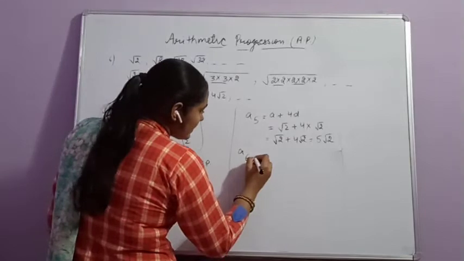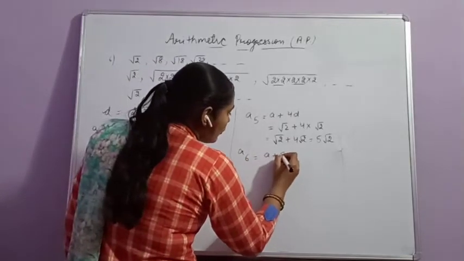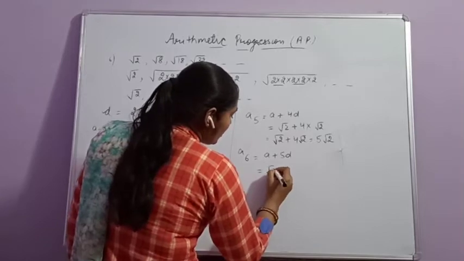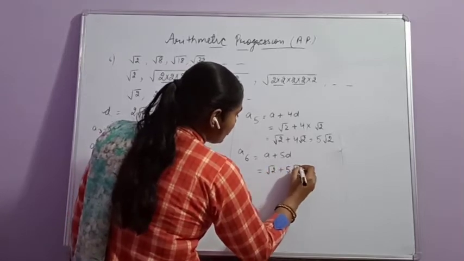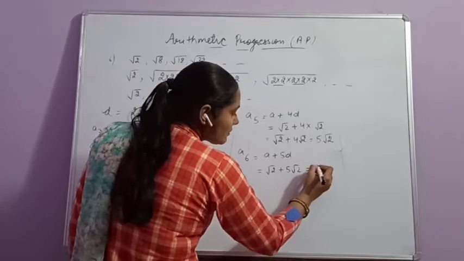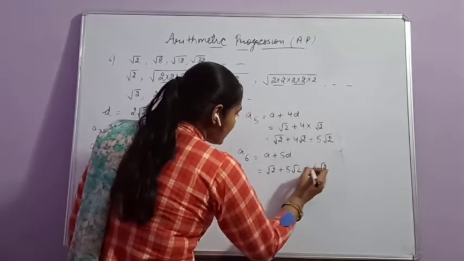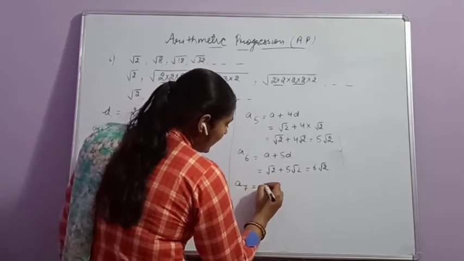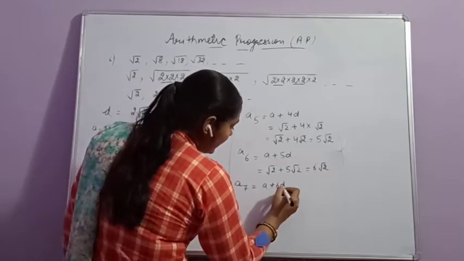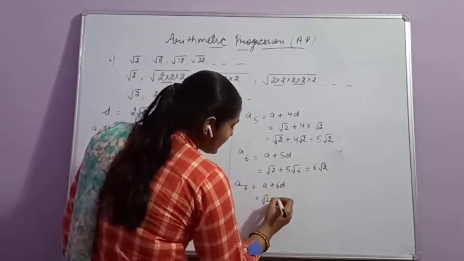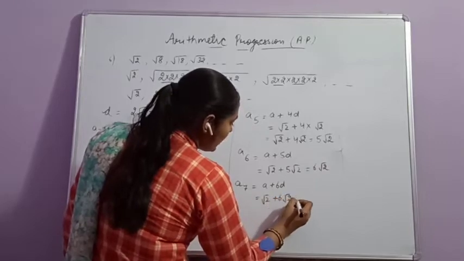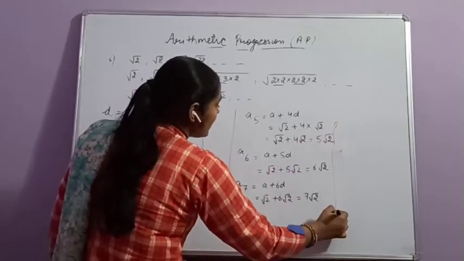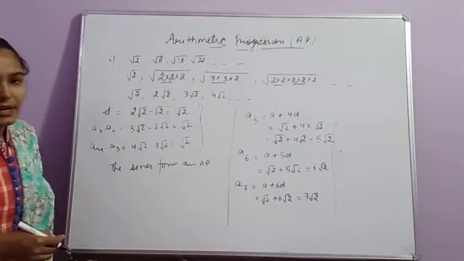Similarly, A6 is equal to A plus 5D. That is equal to root 2 plus 5 into root 2. Total 5 root 2 plus 1 root 2. That is equal to 6 root 2. Similarly, A7 is equal to A plus 6D. A is root 2 plus 6 into D. D is root 2. That is equal to 7 root 2. These are the next 3 terms of this AP. Clear?